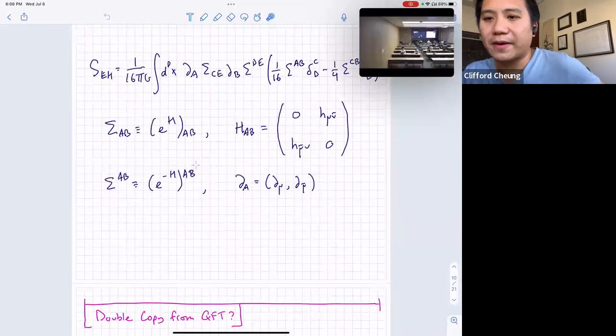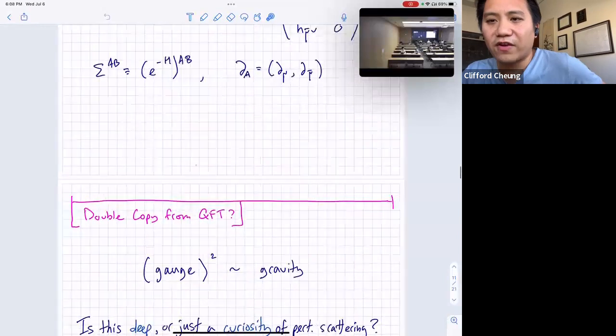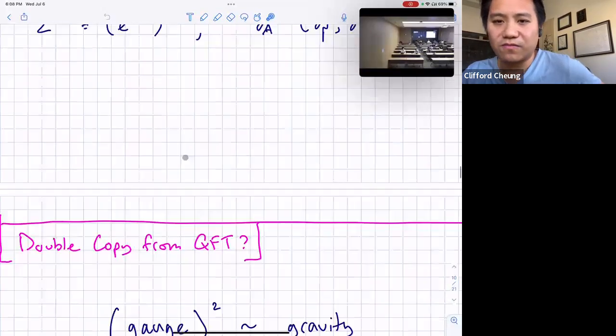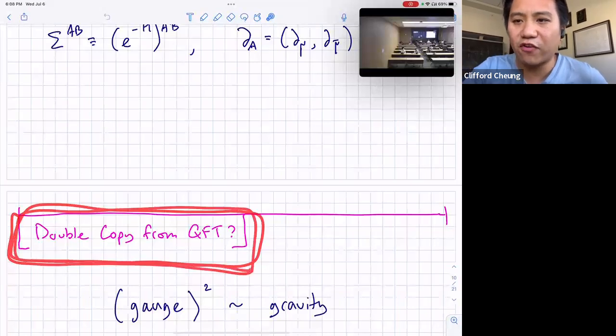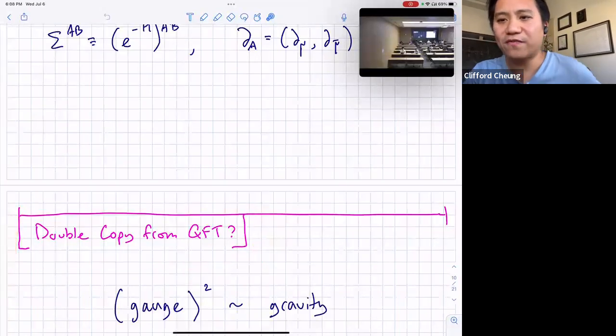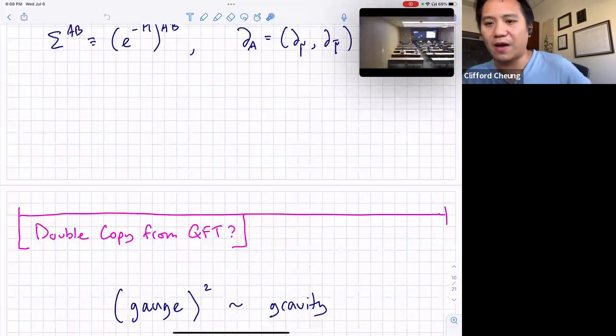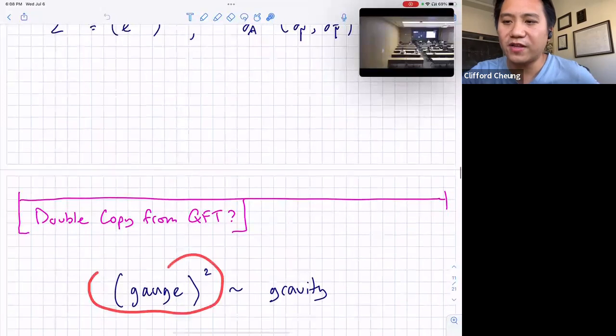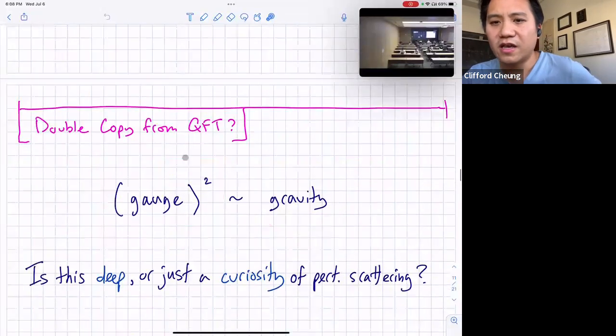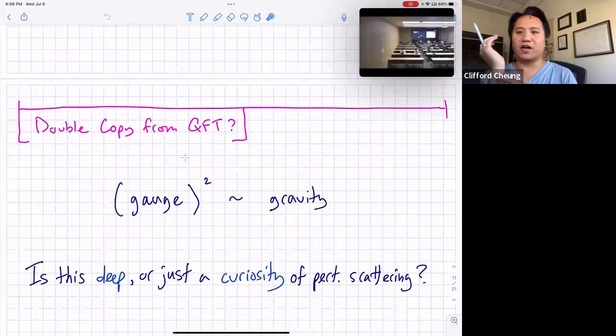That's telling you something about QFT, but a very noble goal, which I personally am still working on actively, is the following question: can you get the double copy from QFT? Is there a quantum field theoretic explanation for the double copy from first principles? Gauge squared equals gravity is an interesting fact from amplitudes, but is it deep or is it just a curiosity?